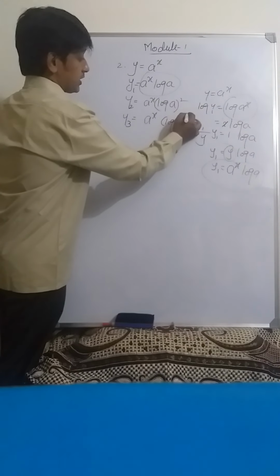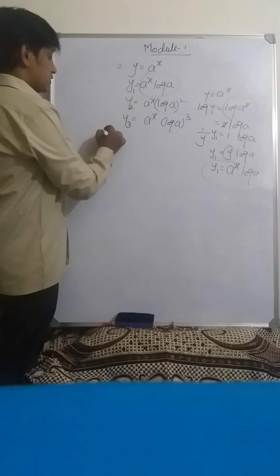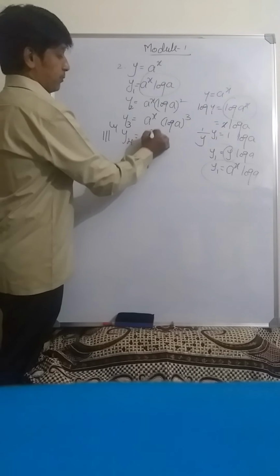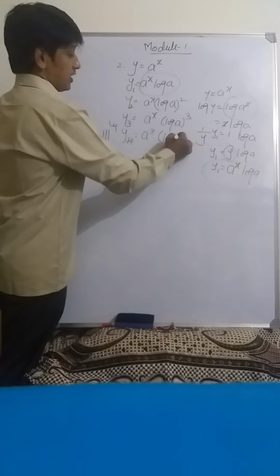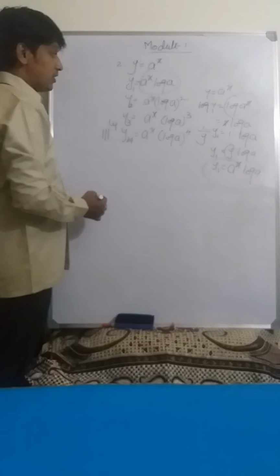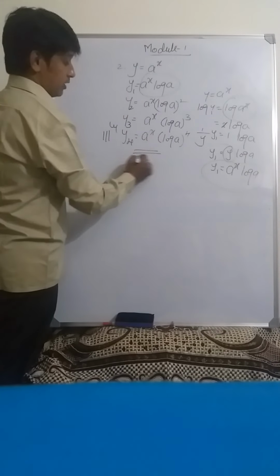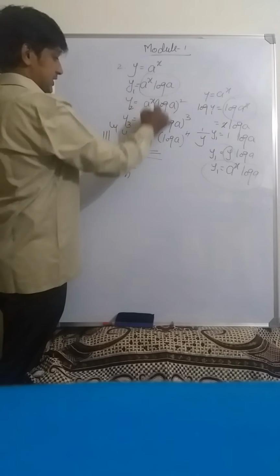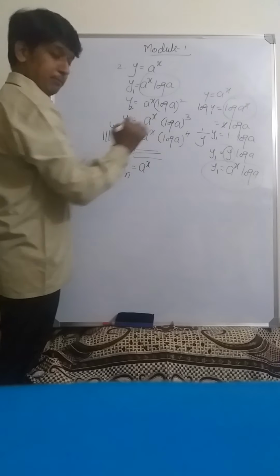Now this power 2 becomes 3. So one can easily get what we're going to get in the next term. So y4 is a power x log a whole power 4. Because of the proper order, one can easily judge what we're going to get in the nth term. See, a power x is there in all the terms. Now here also it will be.